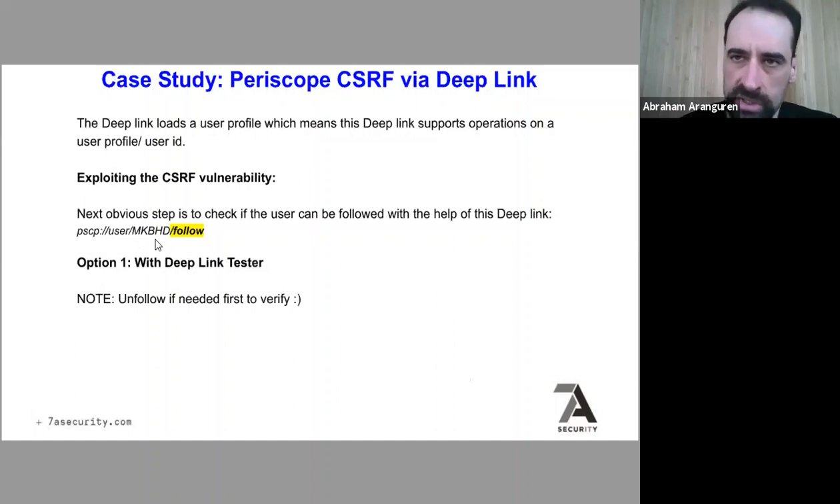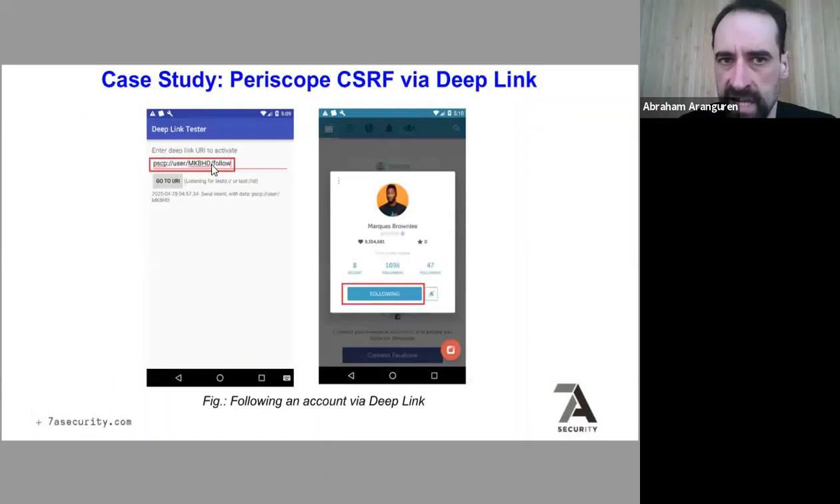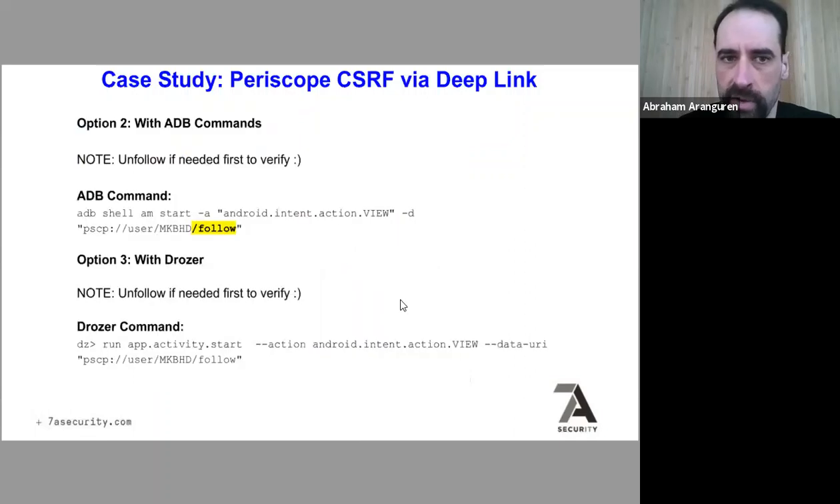So until here, there was no cross-site request forgery. And now we are going to do the cross-site request forgery, because when you add /follow, this particular version of Periscope was vulnerable to cross-site request forgery. So it was following the user without any additional user interaction. So we have to do the same thing, just adding /follow at the end. So we add /follow here, and you can see that we will be following the user.